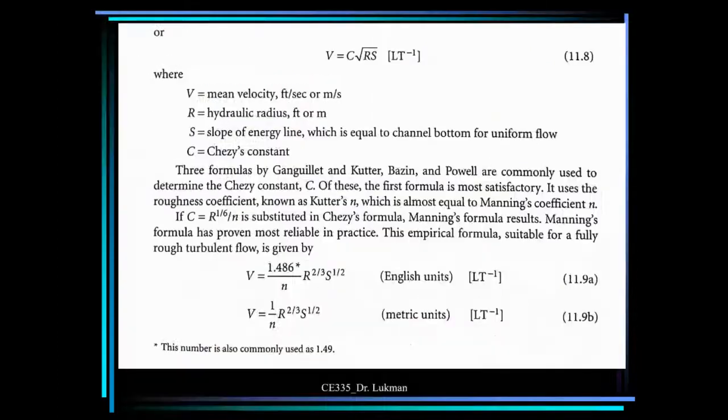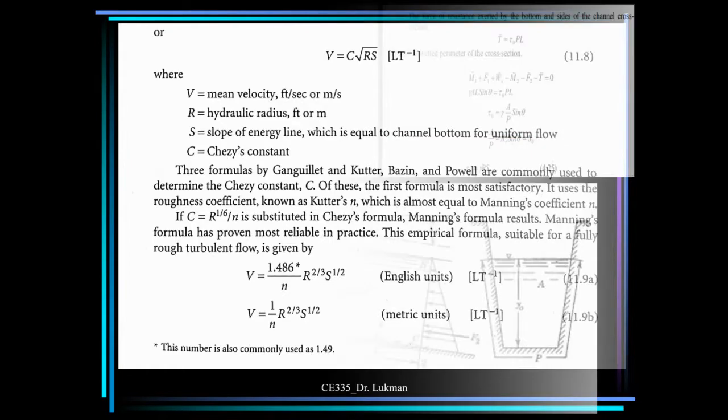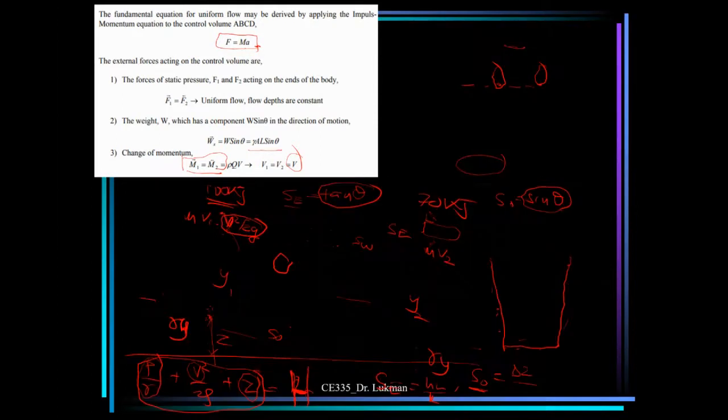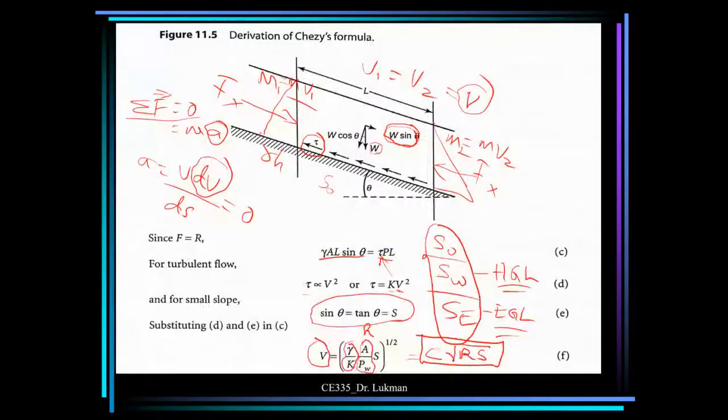All right, so this is the famous Chezy's formula, where C is Chezy's constant, and S is the slope of the energy line, which is equal to the channel bottom slope for uniform flow.